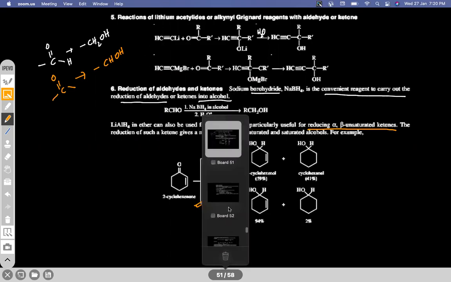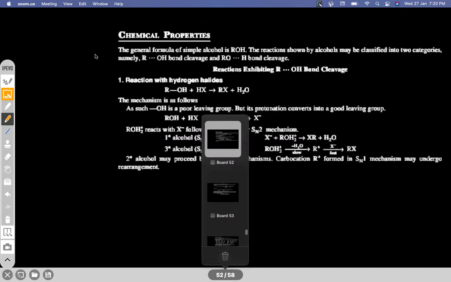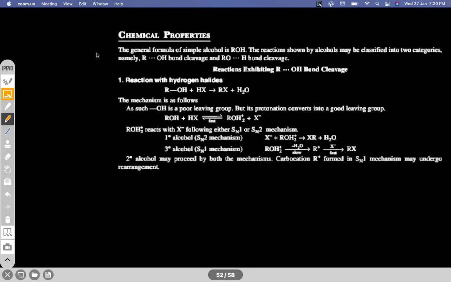Okay, next is some chemical properties. No, LiAlH4 is more powerful, Venkat. No, sir, with respect to the other hydrogenation reactions. For hydrogenation, we'll take Raney nickel only, no? Because we require a surface over there where the hydrogen gets adsorbed.